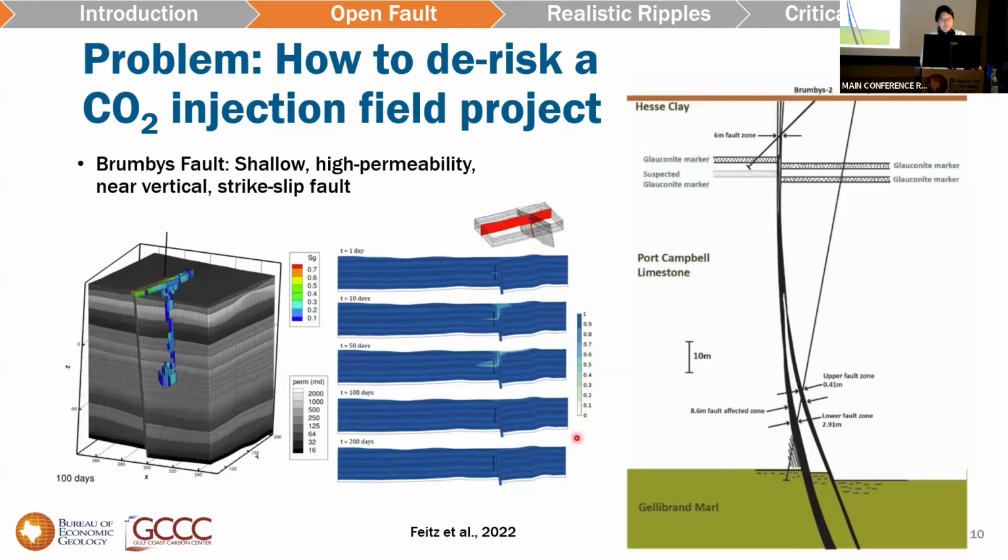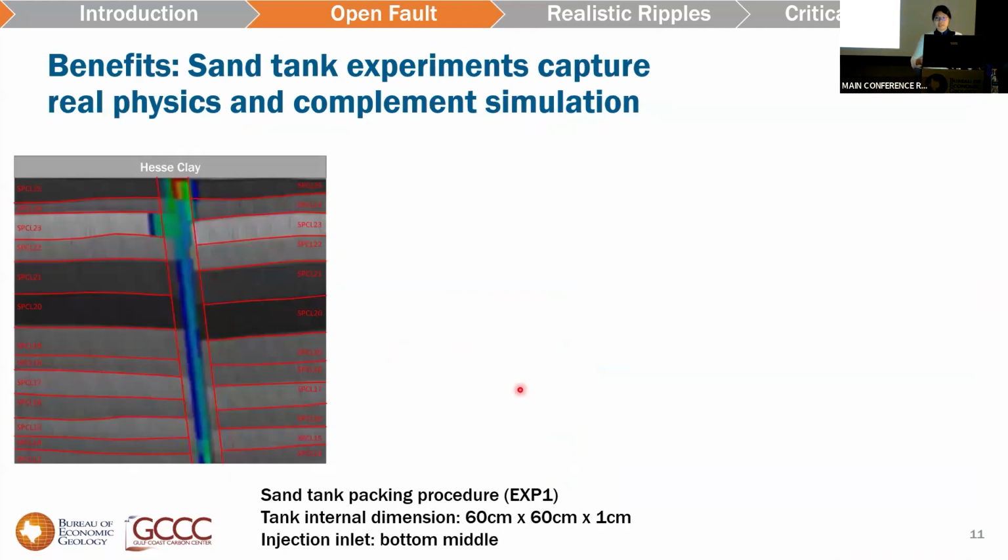Conventionally, after you've conducted the field scale simulations, the next step will be directly proceeding to the field project, because there is no other way to validate these simulation results. But here, we're proposing an intermediate step, which is to conduct sand tank experiments in order to validate and perhaps complement their simulation results.